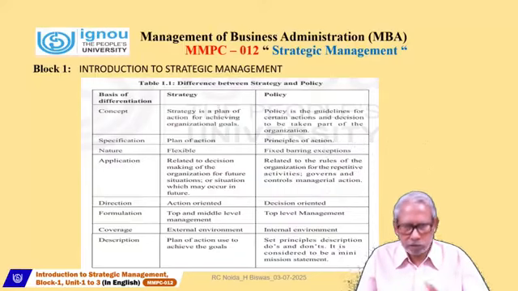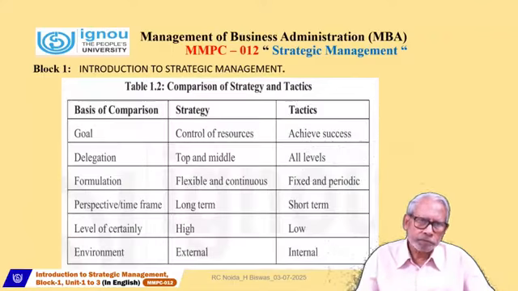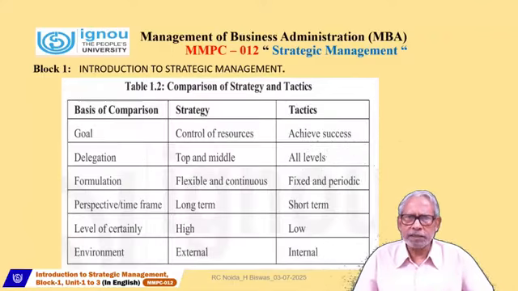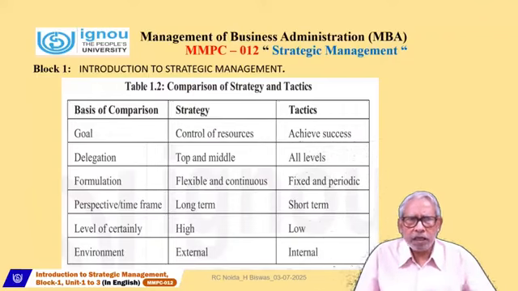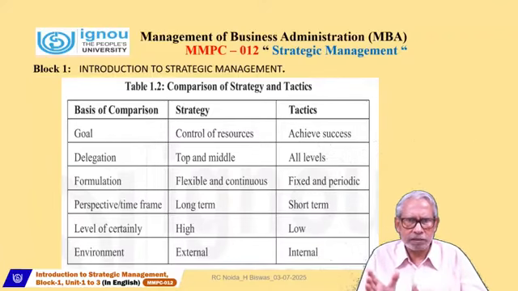So now let's see another comparison: strategy and tactics. What are the tactics? What is the strategy? Suppose we consider the goal as a base for comparison. Strategy is the control of resources. There are a lot of resources, and you have to control them to reach the goal. But tactics is to achieve success, how to make things happen.